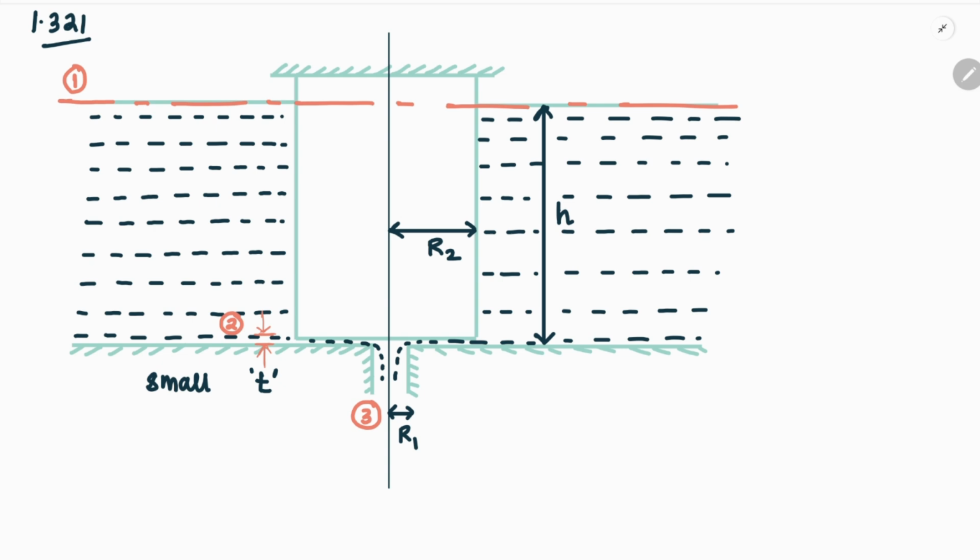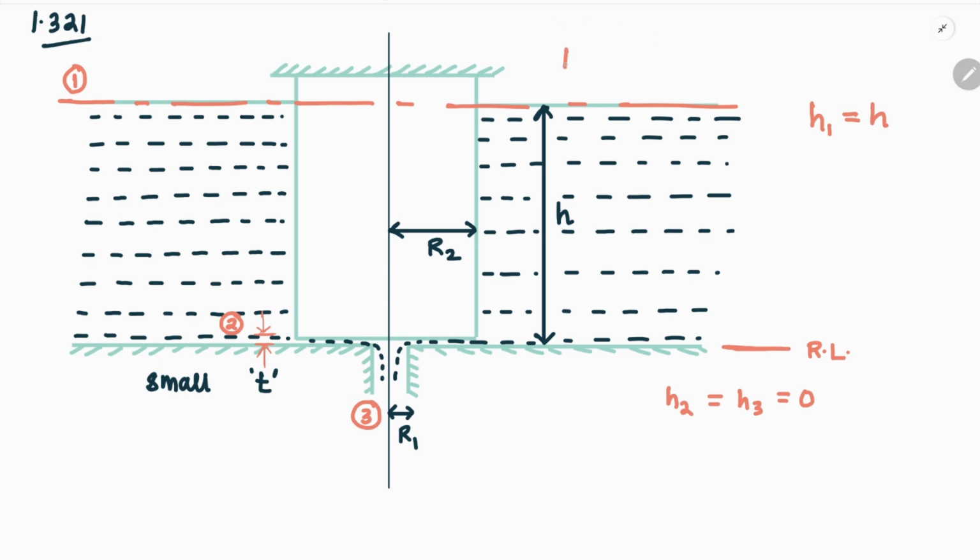So the first thing that we do is we consider a reference level. We are marking this as the reference level in the problem. Now the opening 1 is at a height h above this reference level, and 2 and 3 are on the same reference level. So we are marking h2 and h3 as 0 from this reference level, and h1 is at a height h from this reference level.